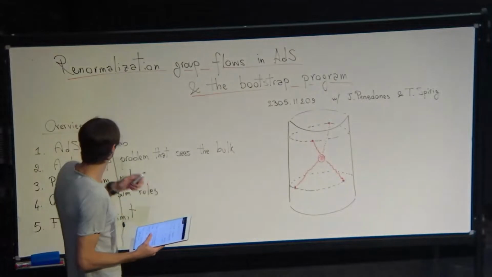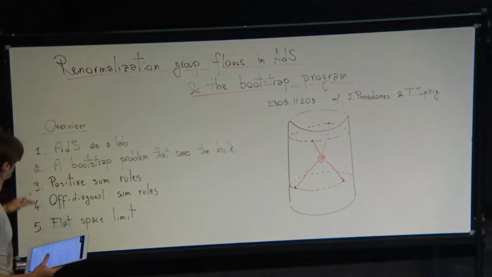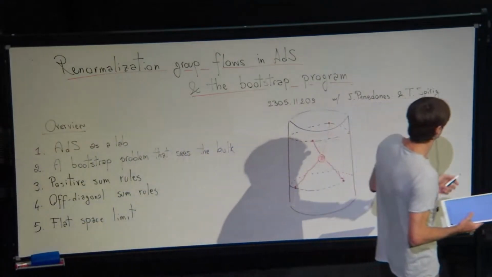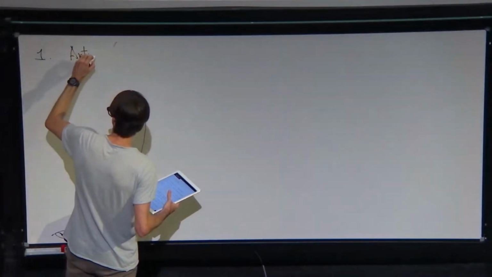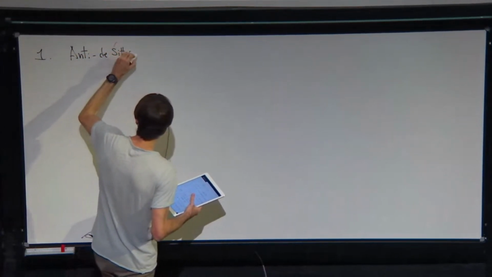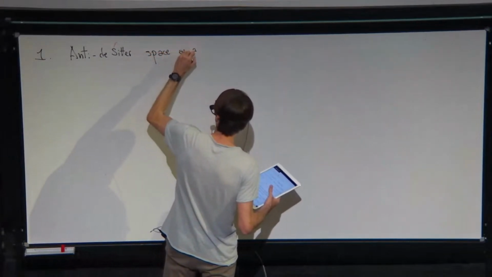Okay, so the overview is written here, and I will get directly to it. We'll see step by step where we're going. The first item is some introduction. We want to talk about anti-de Sitter space as a lab.